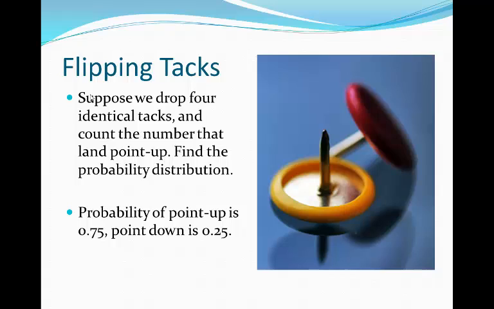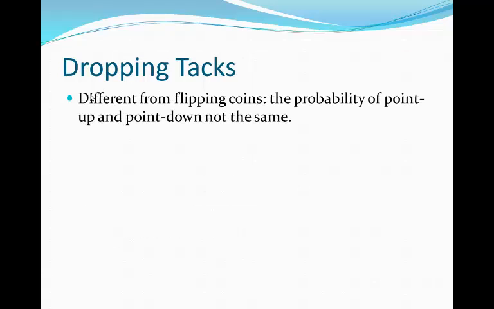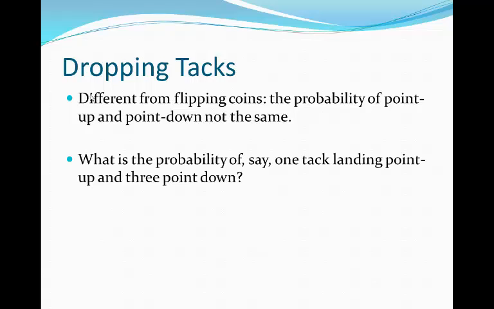for this random variable. And this time we'll say that these tacks are designed in such a way that the probability that they land point up is 0.75, and the probability that they land with the point down is 0.25. Now this is going to be a little bit different from the coins. The formula is not different, but the probabilities of success and failure are not the same. So we'll begin to see the formula do something that we haven't seen in the past.